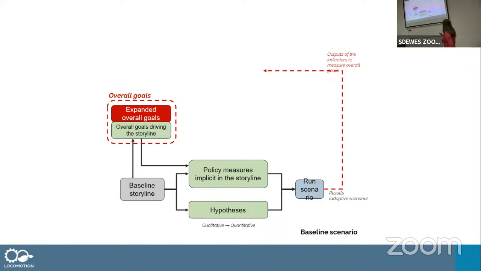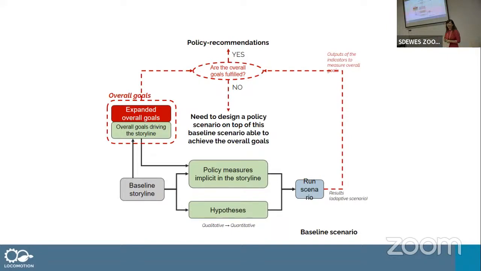So the question is, are the overall goals fulfilled? We have some indicators which measure the fulfillment of overall goals. And if they are okay, we continue further with writing policy recommendations. But if not, it seems that we need to design another scenario which will include additional policies and policy measures which will help the overall goals to be achieved. So the policies which inherently are included in the baseline scenarios are not enough to fulfill the overall goals driving the scenario.